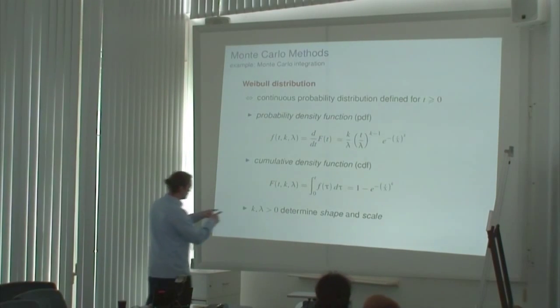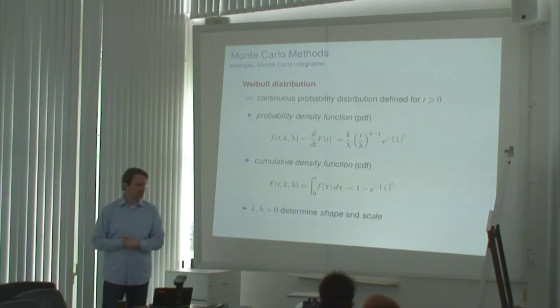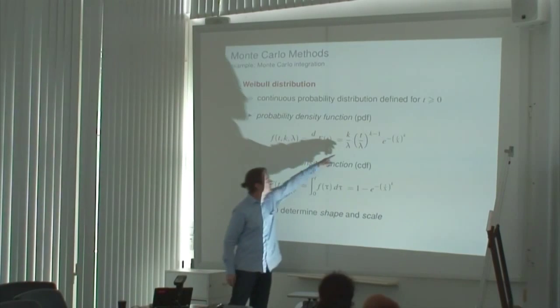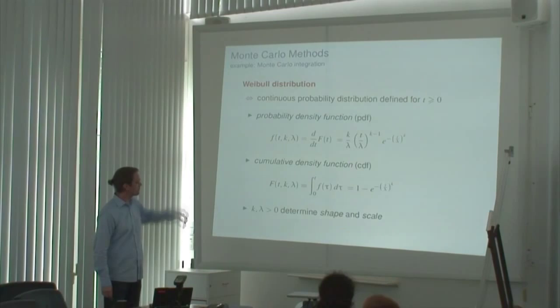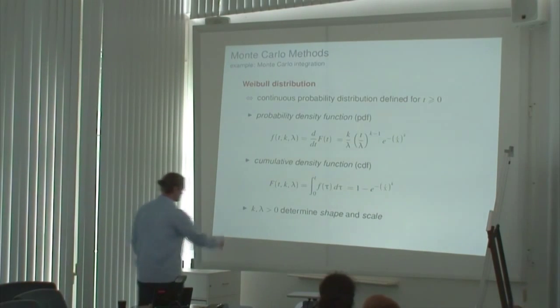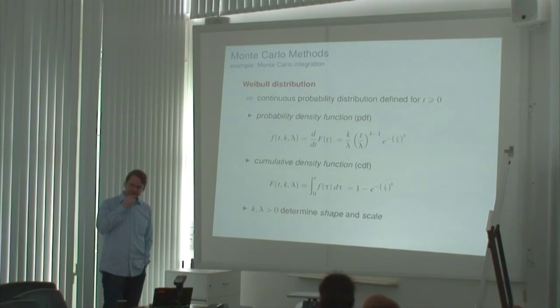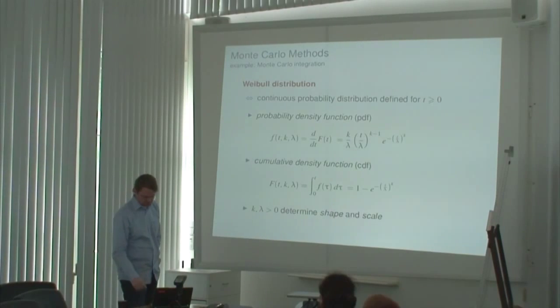These two numbers or parameters, k and lambda, are supposed to be greater than 0. Otherwise, say if lambda was less than 0, we would have a problem here, or if it were 0, we'd have a problem there. So we just look at k's and lambdas greater than 0. And they define the shape and scale of the Weibull distribution.